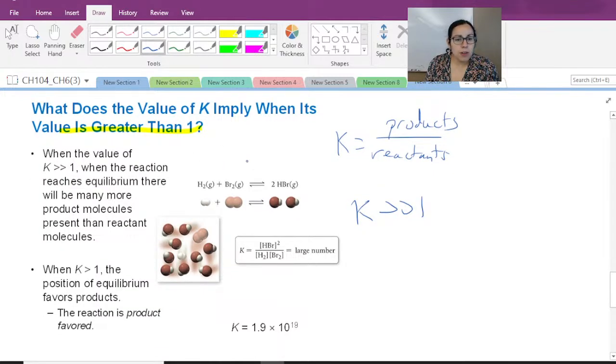In this case, if we're looking at this reaction, we have hydrogen plus bromine gives us hydrobromic acid. Of course, they set up the equilibrium expression just how you would expect. Then they tell us that the K value is 1.9 times 10 to the 19th. So pretty large, like outrageously large. But all that's really telling us is this reaction really favors the equilibrium to the right. So you're going to have a lot of HBr product in there and not a lot of hydrogen or bromine.